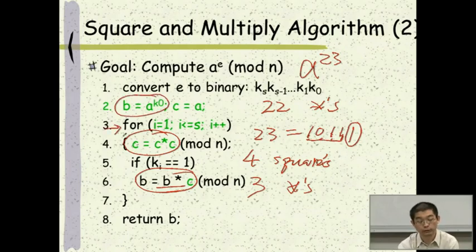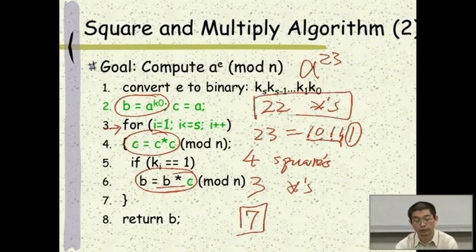In my for loop, I start from the second bit. So in this particular example, by doing this square and multiplication algorithm, I need only 7 multiplications. And compared to this 22, I use less than 1/3 of it. Okay.